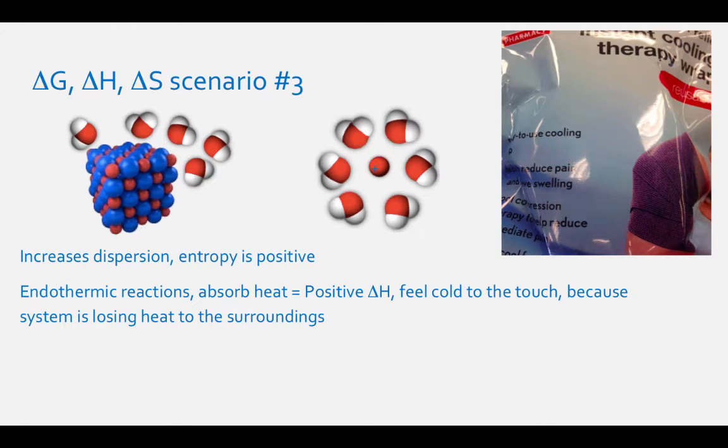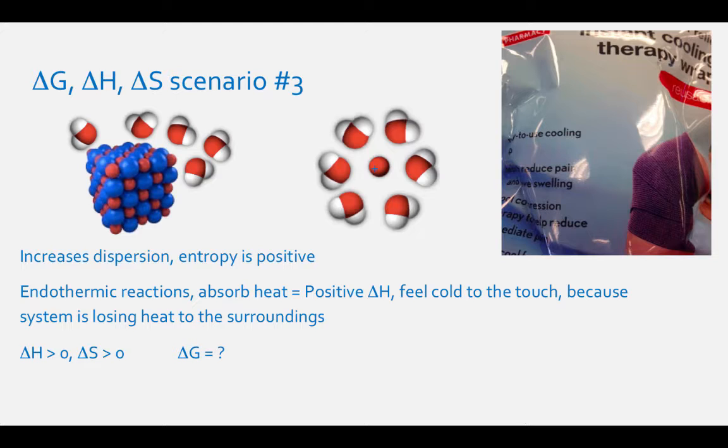Endothermic reactions absorb heat from the surroundings and have positive delta H. Endothermic reactions also feel cold to the touch because the surroundings are losing heat to the system. So this reaction has a positive delta H and a positive delta S. What will happen to the delta G?